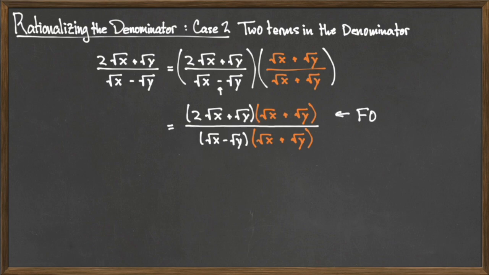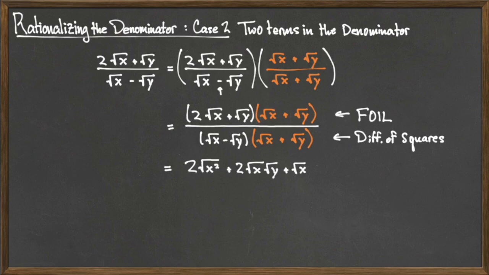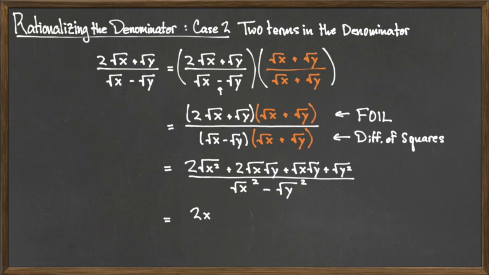So when I FOIL my numerator, it looks like 2 times root x squared plus 2 root x root y plus root x root y plus the square root of y squared. And my denominator is the square root of x squared minus the square root of y squared. Clearly that's fun to say 5 times fast. But let me just look at what I've got. I'll combine like terms, I'll simplify expressions, and I'll find a final answer of 2x plus 3 root xy plus y divided by x minus y. Therefore, my denominator has no radicals as desired.